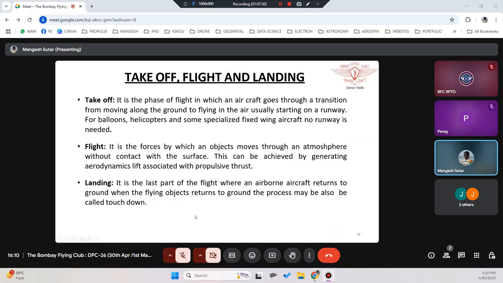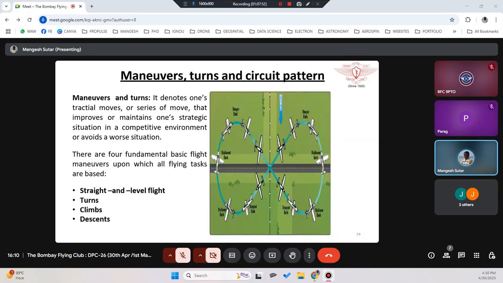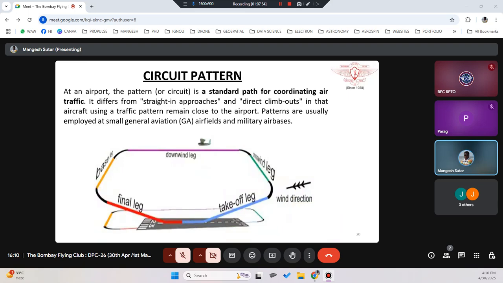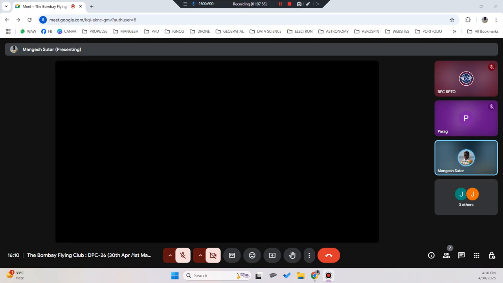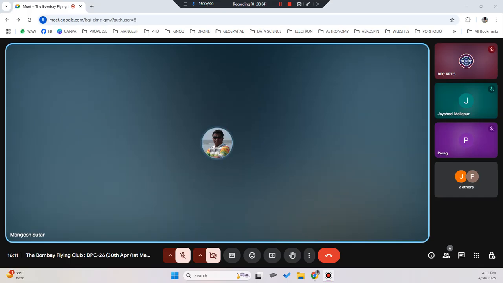Takeoff, flight, and landing we discussed, manual turns and circuit patterns. That's how we completed the basic principles of flight. I hope you are clear with the topic of basic principles of flight. Any questions so far?